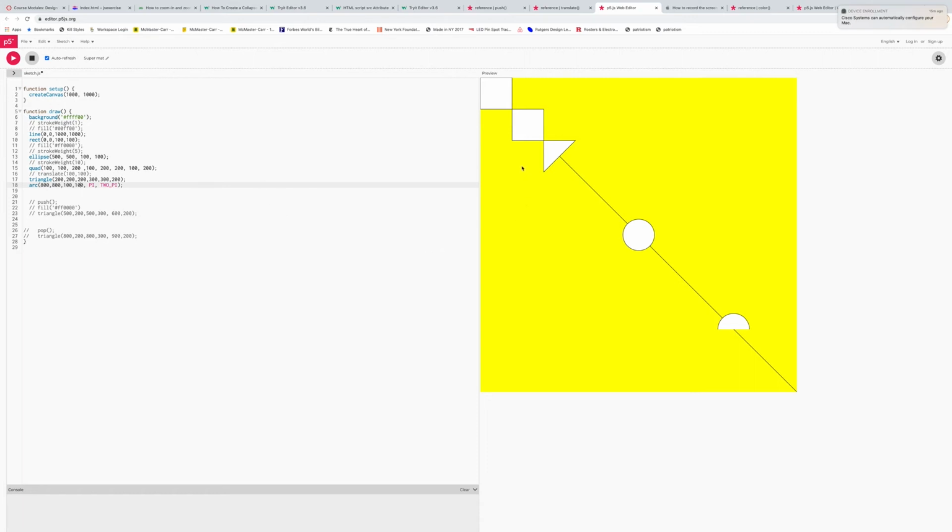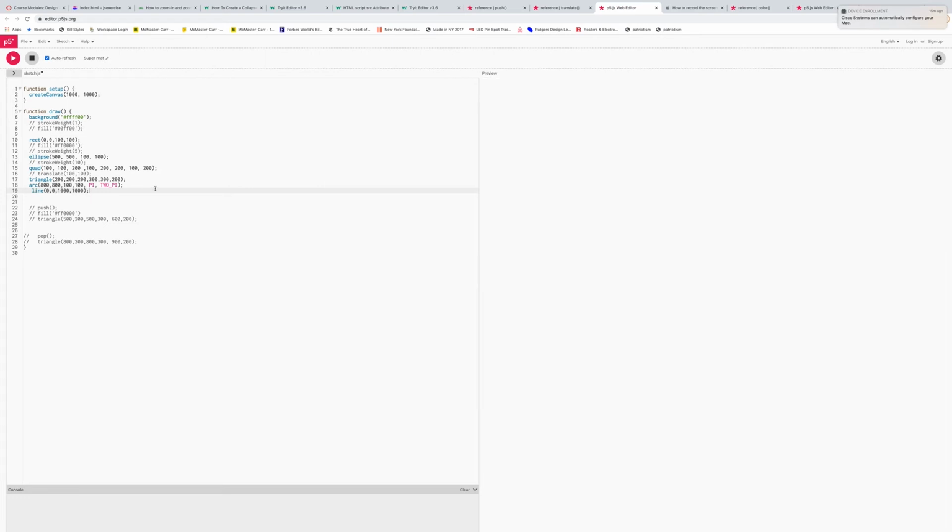Now you'll notice that our line is tucked behind our shapes, and that's because P5 will stack the shapes linearly as they fall vertically. So, as shapes come after one another, technically they will be stacked on top of the shapes which had been written before them. If we take our line, we cut it, and we place it at the bottom, suddenly our line is the top item within our canvas.